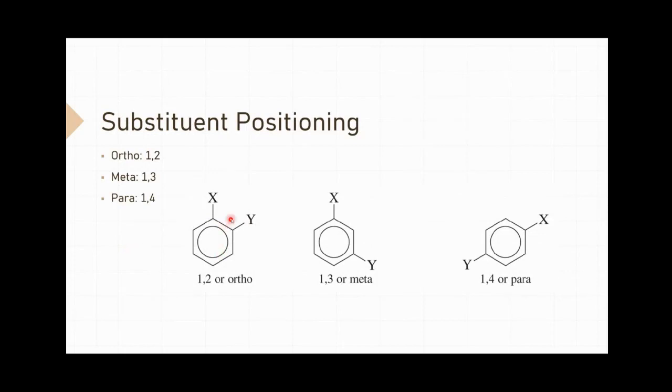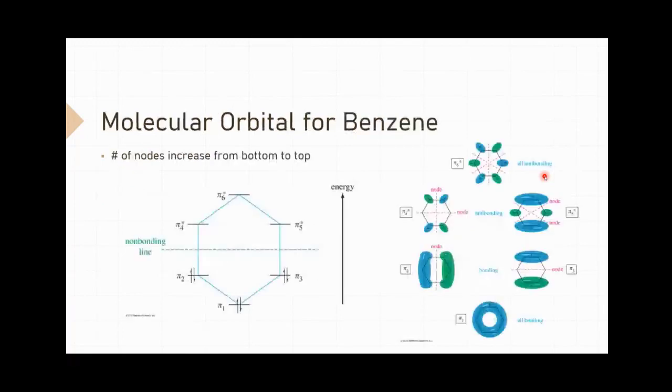Yeah, so if you have two substituents next to each other, this is what we call ortho. If it has one carbon in the middle that's separating it, that's what we call meta. And then if it's directly opposite of it, that's what we call para.